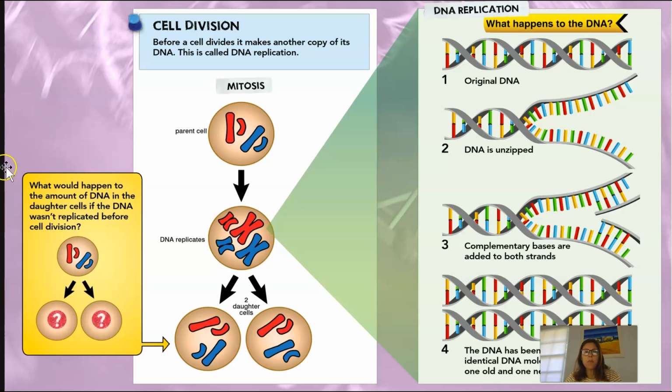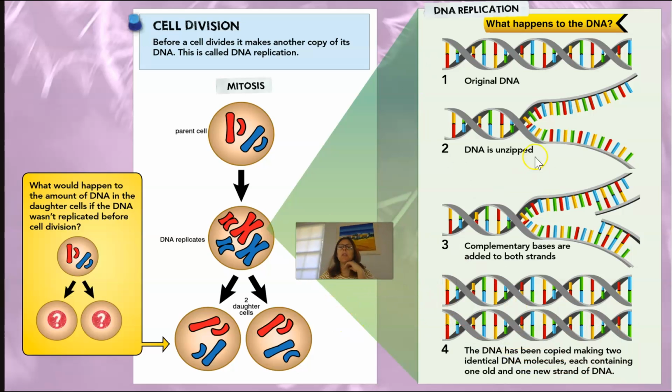You can see here, before a cell divides, it has to make another copy of itself, so everything doubles up, and we get 2 identical daughter cells. We looked in that video about something called DNA replication. For this DNA to replicate, which is what's happening in this first step, where these 2 are now becoming 4, that original DNA strand has to unzip. It unwinds.